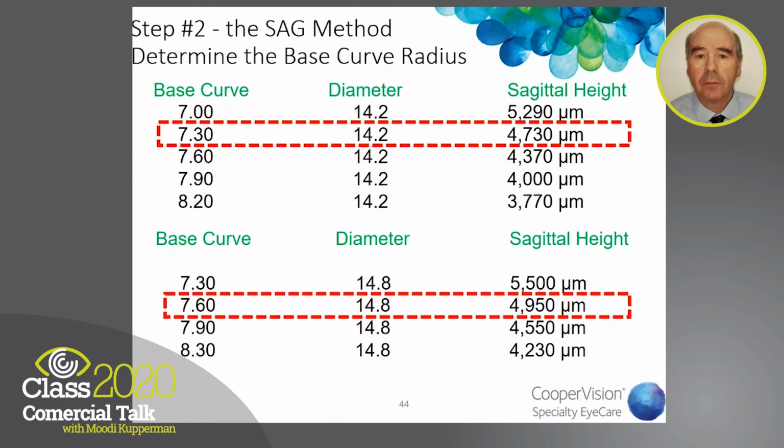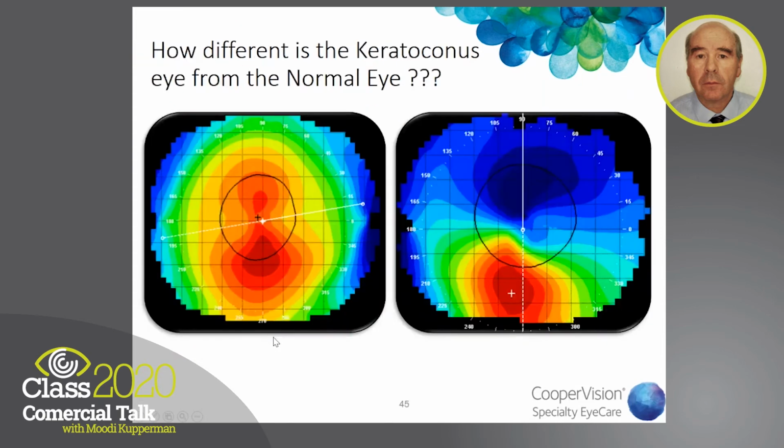The SAG method, of course, we have to analyze, and we will see immediately how we are getting to this parameter, the SAG of the cornea. If we need 14.2, we are going to 7.3. If we are going to 14.8, the SAG is like this, we are going to 7.6.